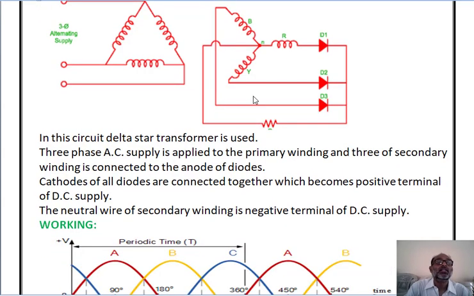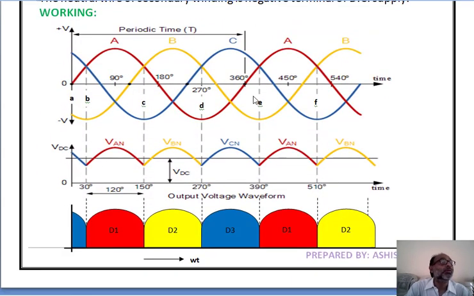Now this is the circuit diagram. Let me see the working principle. Now here you can see, in this type of rectifier more than one diode becomes positive, but the diode with the maximum positive voltage will turn on, and it conducts the current. It is most important.